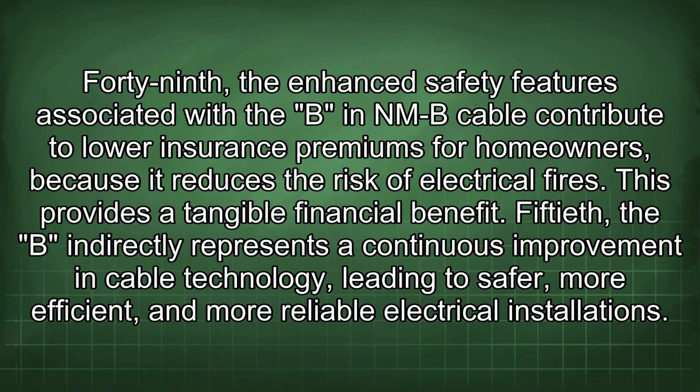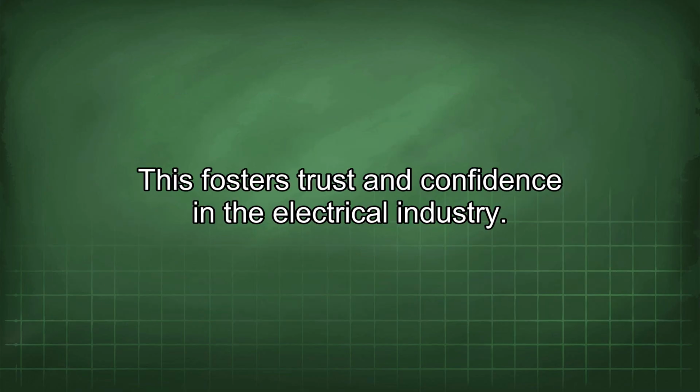49th, the enhanced safety features associated with the B and NMB cable contribute to lower insurance premiums for homeowners because it reduces the risk of electrical fires. This provides a tangible financial benefit. 50th, the B indirectly represents a continuous improvement in cable technology, leading to safer, more efficient, and more reliable electrical installations. This fosters trust and confidence in the electrical industry.